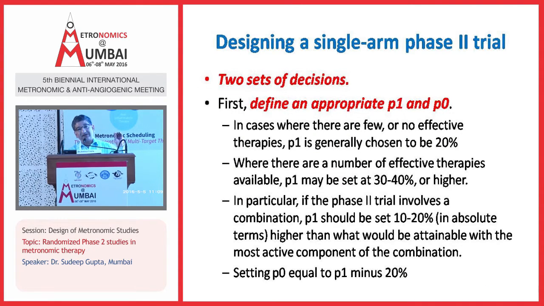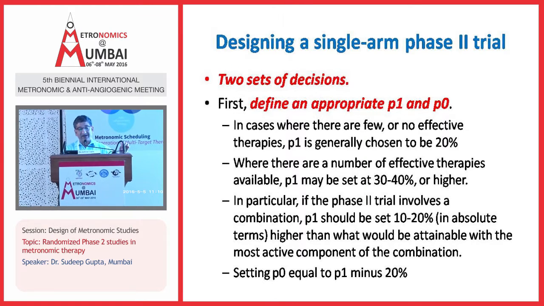So essentially when one is designing a single arm phase 2 trial, there are two sets of decisions that have to be made. One is to define an appropriate P1 and P0, and this is the hardest part of designing a single arm study. So what should one consider, for example, in patients with triple negative breast cancer who have relapsed on 2 lines of treatment? What is a good response rate and what is a bad response rate? And there the use of historical data is particularly difficult, and one has to be absolutely sure about it.